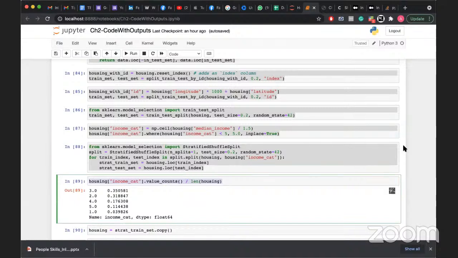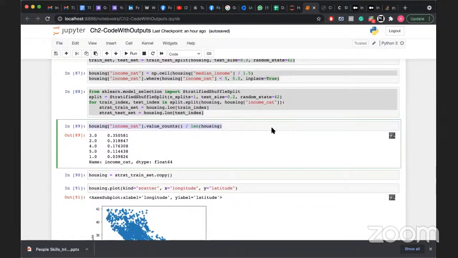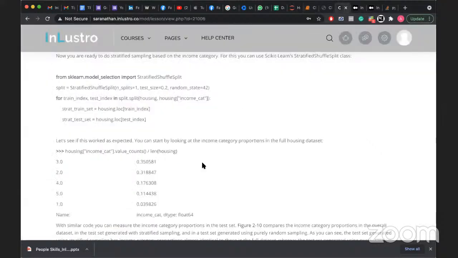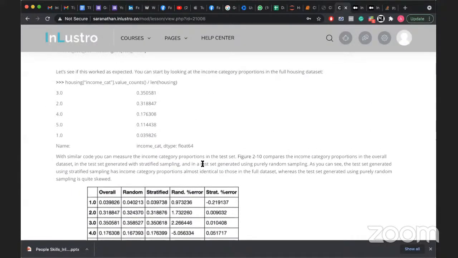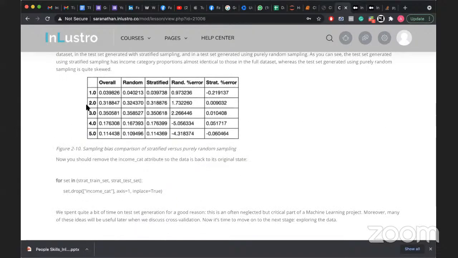Okay, good. So hope all of you are getting a similar stratified distribution as shown on the screen, right? The next thing that we're going to do here is you can measure the income category proportions in the test set, right? You can compare the income category proportions in the overall data set and in the test set generated with stratified sampling. So if you look at this, look at the comparison.